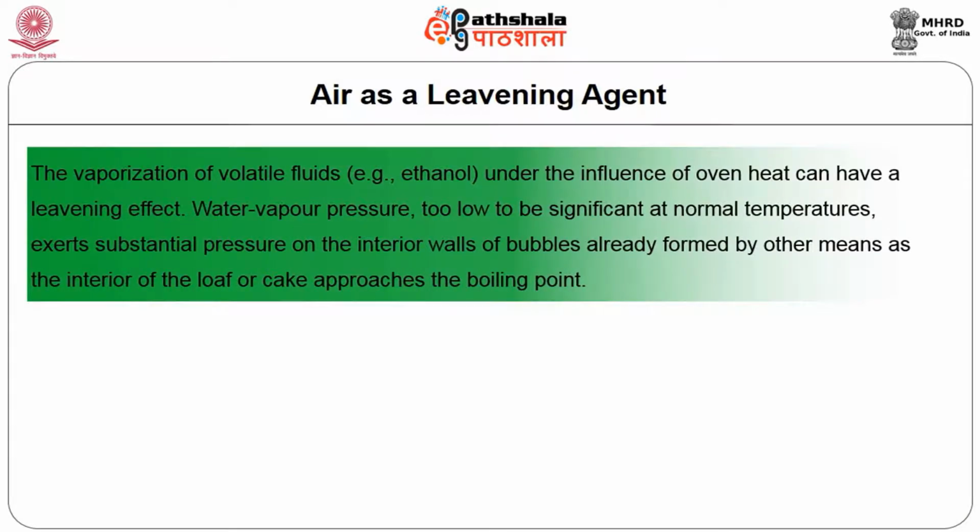The vaporization of volatile fluids, for example ethanol, under the influence of oven heat can have a leavening effect. Water vapor pressure, too low to be significant at normal temperatures, exerts substantial pressure on the interior walls of bubbles already formed by other means as the interior of the loaf or cake approaches the boiling point.